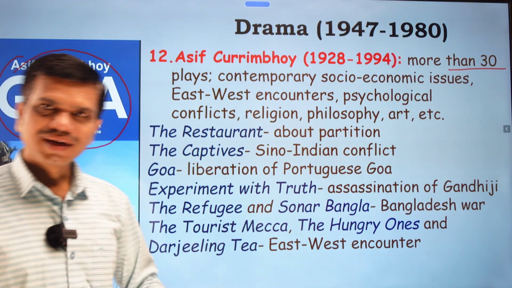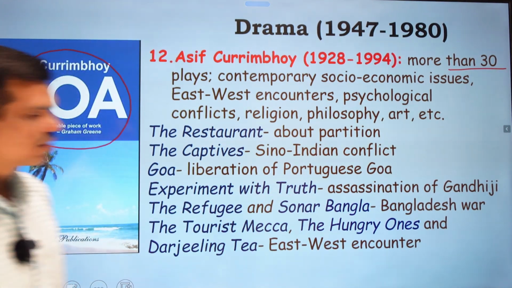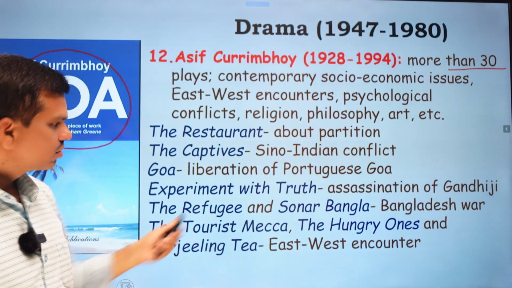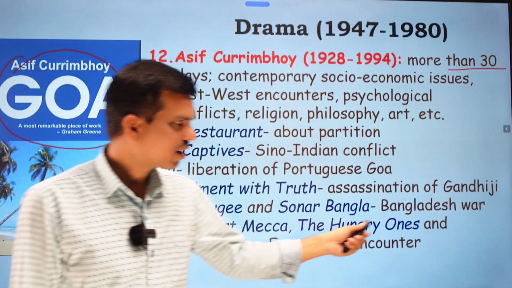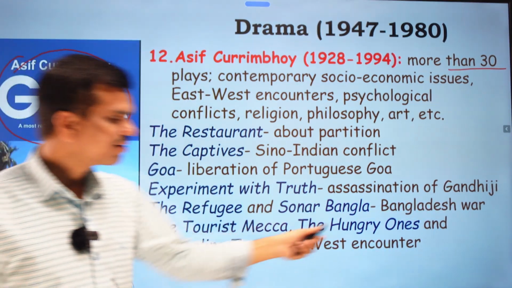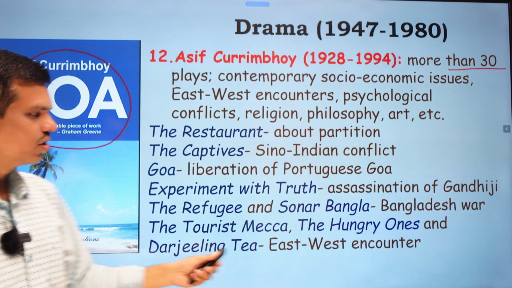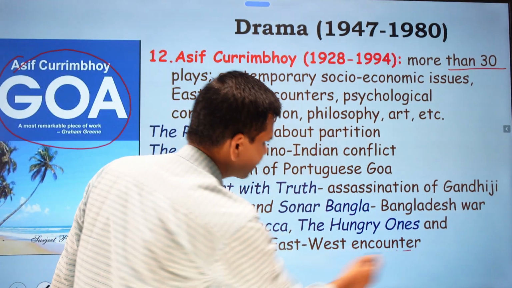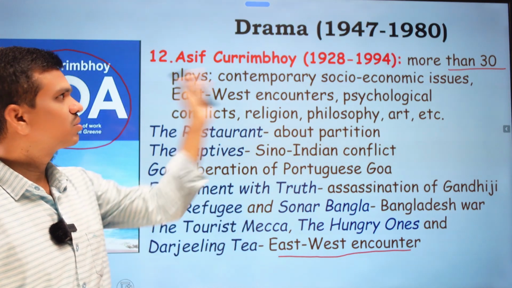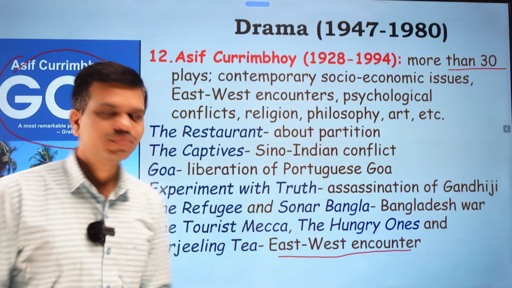Experiment with Truth, again you can understand from the title, it is based on the assassination of Mahatma Gandhi ji. The Refugee and Sonar Bangla, based on Bangladesh war. Then we have The Tourist Mecca, The Hungry Ones, and Darjeeling Tea, which is based on the East and West conflict or encounter. So these are the plays composed by Asim Karim Bhai with their themes.